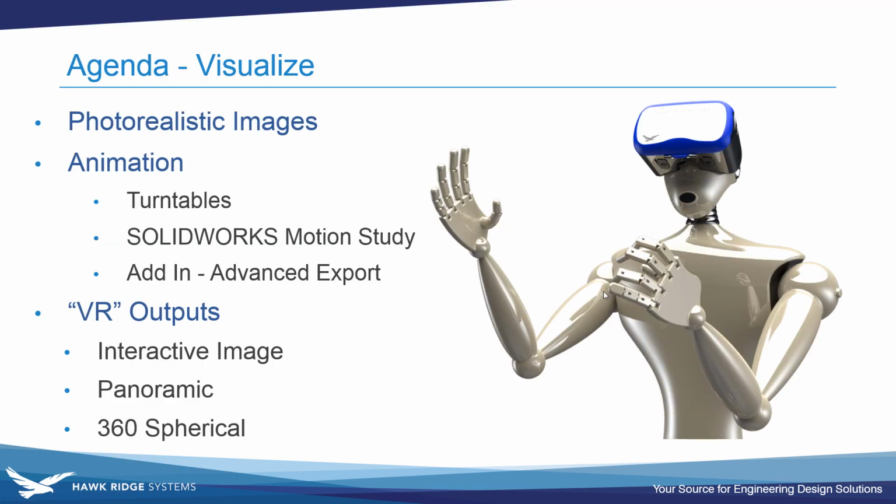Today's agenda, we're going to talk about three main areas. I'm going to take a look at some photorealistic images. You can't talk about Visualize and not show some cool images. I'll just have a few of those, and we'll only talk about some of them and what's unique about them, and I'll talk a little bit about the settings and things like that. But most of this is going to focus on the other two areas, animation, and we're going to look at an example of turntable animation.